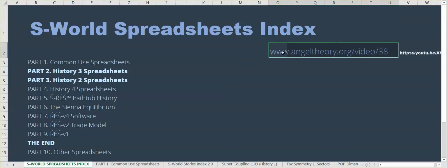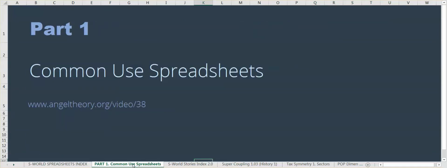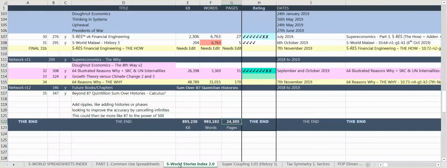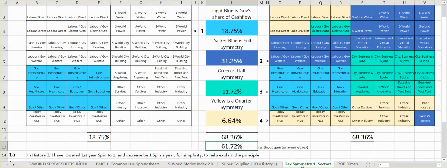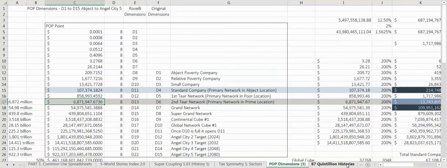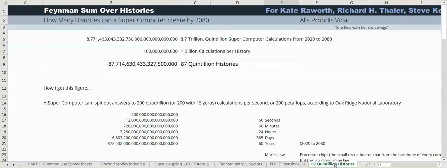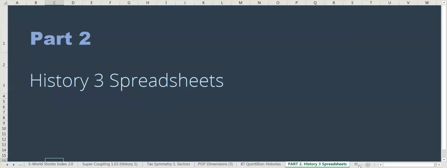For the longer version, see video 38. Common use spreadsheets, part 1. This is the index to all the books from 2011, 24,000 pages. This is History 1. This is tax symmetry, POP dimensions, 87 quintillion histories. That's the end of the common use spreadsheets.